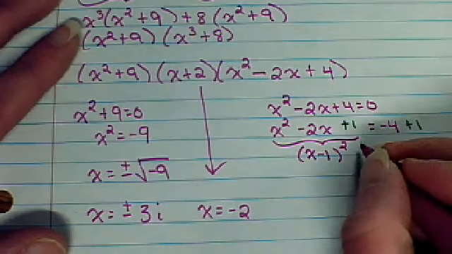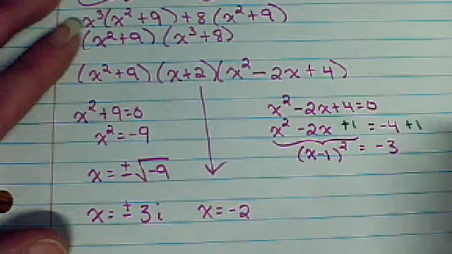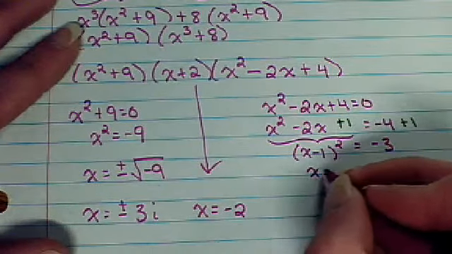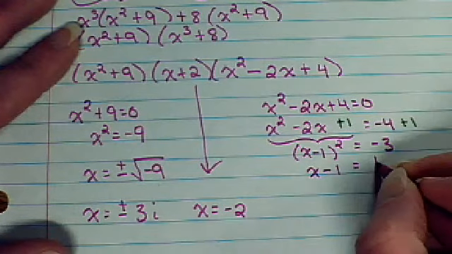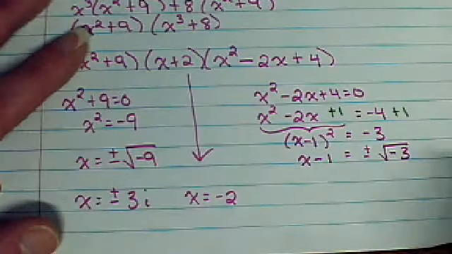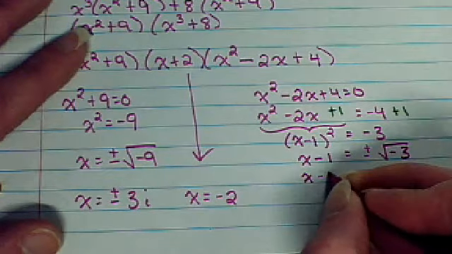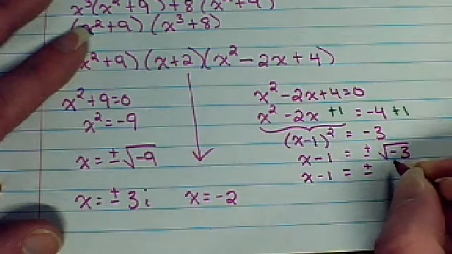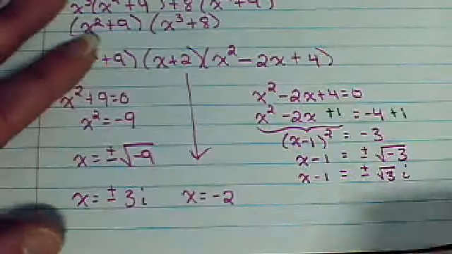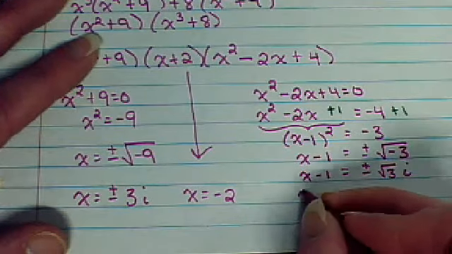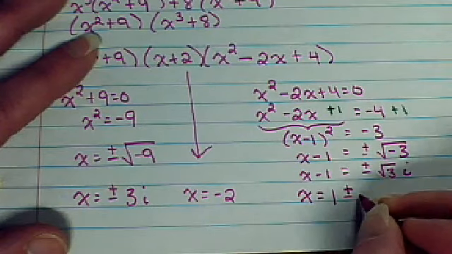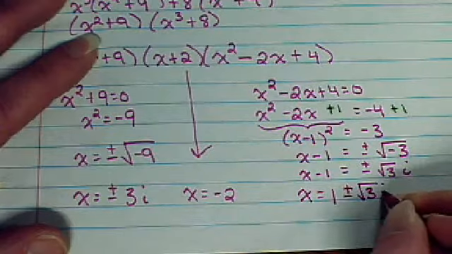Negative 4 plus 1 gives me a negative 3. Now, I can take the square root of both sides. X minus 1 equals plus or minus the square root of negative 3. X minus 1 equals plus or minus, that's the square root of 3i. It's an imaginary answer. So x equals, I'm going to add the 1, plus or minus square root of 3i.